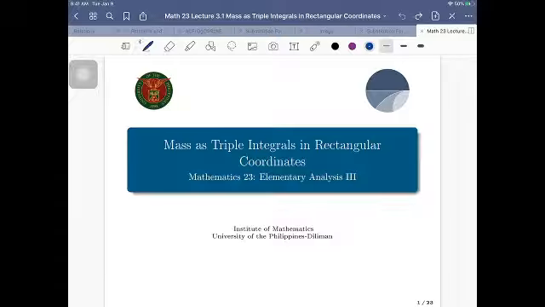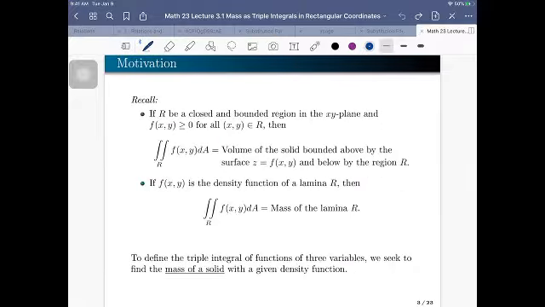We will be discussing today the mass of a solid as a triple integral in rectangular coordinates. So first, let's motivate what we want to do, and we motivate it by looking at what we've already done.